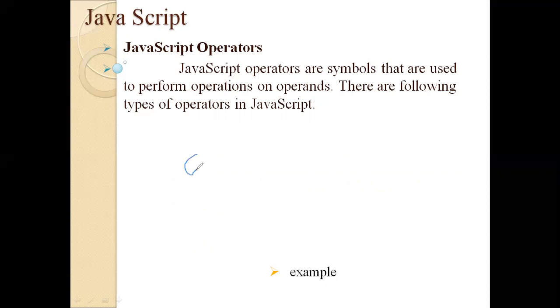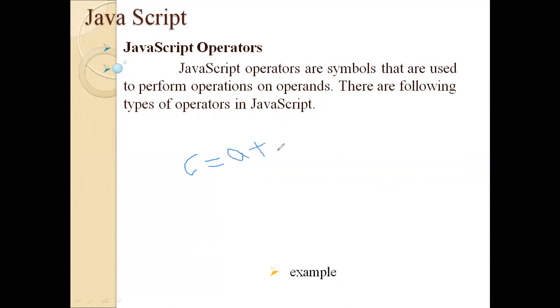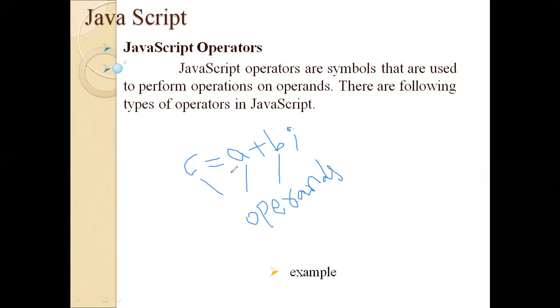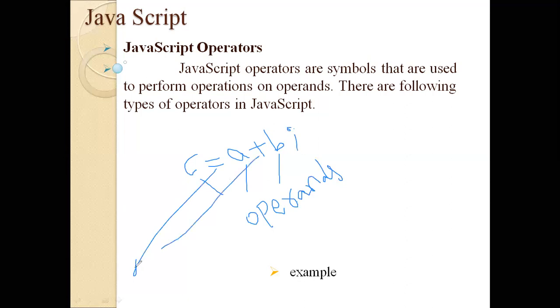For example, if we have an expression like C equal to A plus B, then C, A, and B are called operands, because we are doing operations on these variables. That's why they are called operands, whereas equal to and plus are called operators.